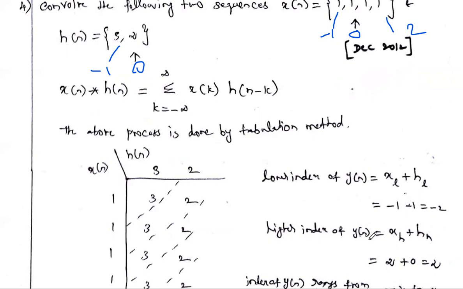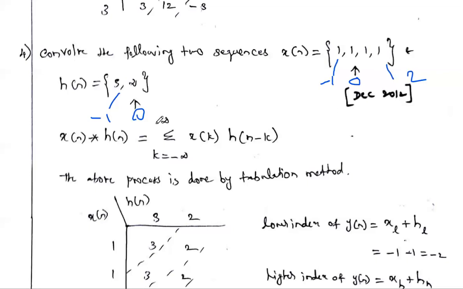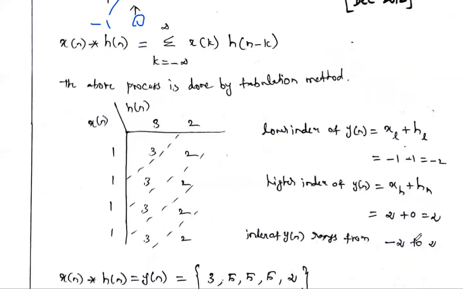Similarly, the higher index of y is calculated by adding the higher index of x plus the higher index of h. What is the higher index of x? It is plus 2. And what is the higher index of h? It is 0. So 2 plus 0 is 2. So totally the output y of n ranges from minus 2 to plus 2.